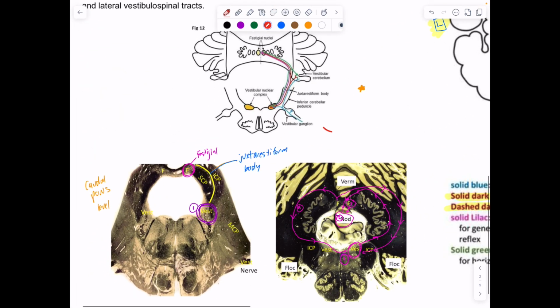But again, coming in from the ear to the vestibular ganglion, from there you can go directly to the flocculonodular lobe, or you can go to the vestibular nuclear complex. You could also theoretically go straight to the fastigial nuclei, and then from the vestibular nuclei you can go to the vestibular cerebellum or to the fastigial nuclei. All right, so that's what we see here.